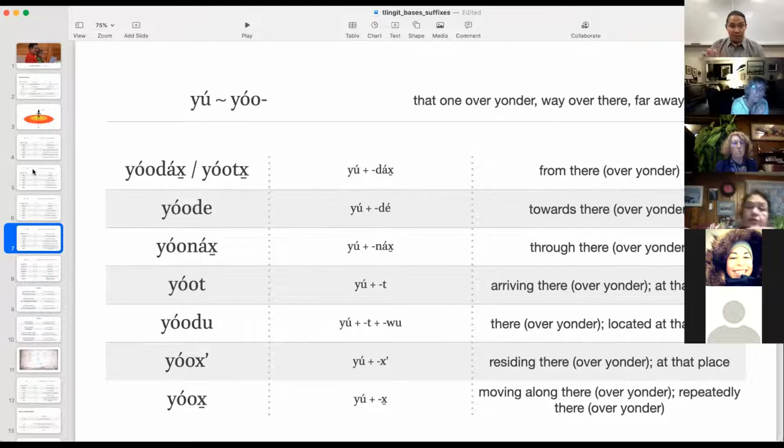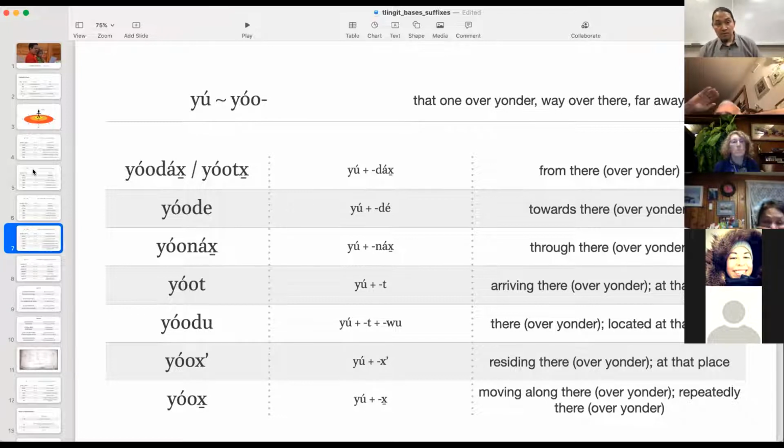Okay, any questions on those? So there they are. Are every one of those also used not just in location, but in time as well? Yeah, they work for time. Especially ya and you. The other ones not so much. We just has so much use. It's just used so much.